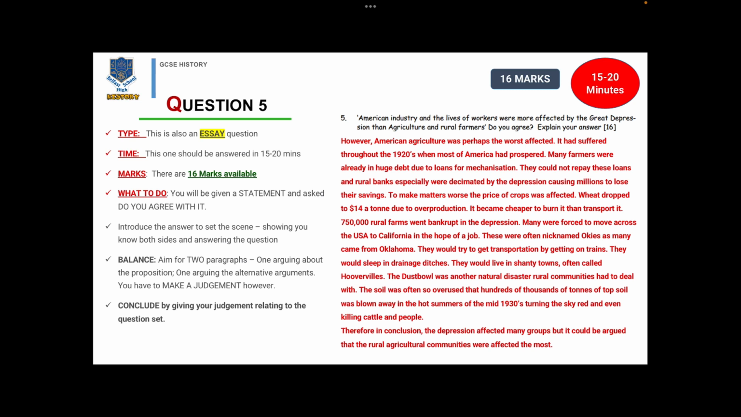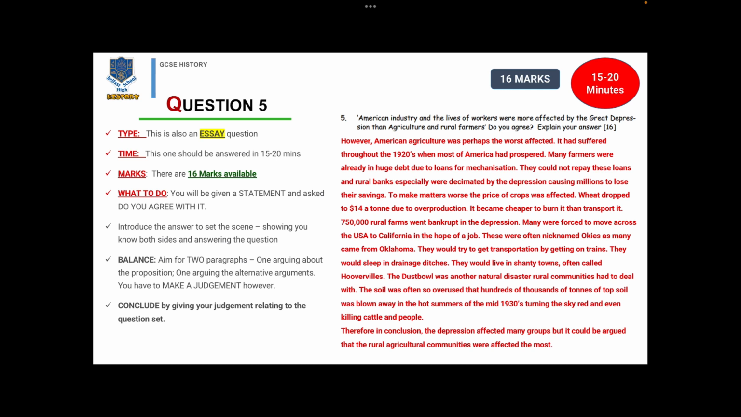The Dust Bowl was another natural disaster rural communities had to deal with. The soil was often so overused that hundreds of thousands of tons of topsoil was blown away in the hot summers of the mid-1930s, turning the sky red and even killing cattle and people. Therefore, in conclusion, the Depression affected many groups, but it could be argued that the rural agricultural communities were affected most. I finish with a conclusion, which matches my judgment.